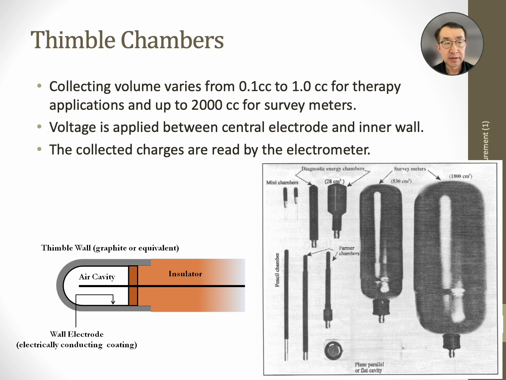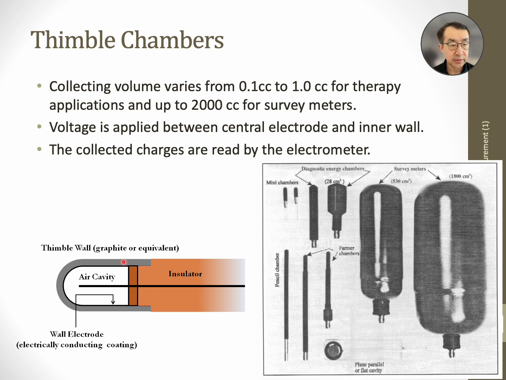So let's talk about thimble chambers first. The collecting volume, the active volume of a thimble chamber, can vary from as small as 0.1 cc to 1 cc for our radiation therapy application, but it can be as big as this for health physics, radiation survey types of application.